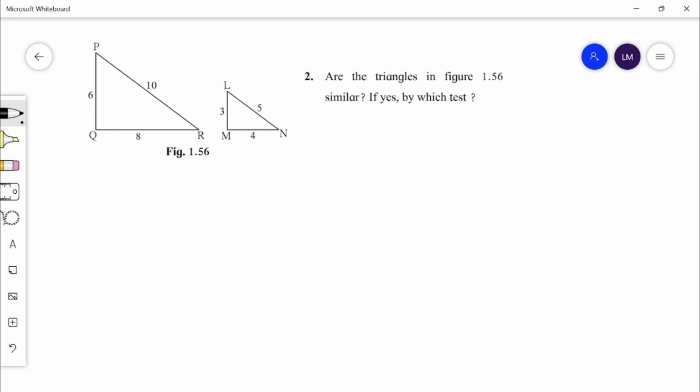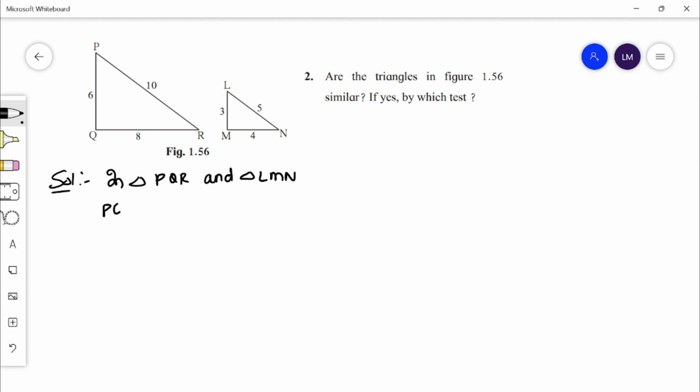Are the triangles in figure 1.56 similar? If yes, by which test? Now, solution. Here in the given question only the values of the sides are given. So if we show the ratio of the sides as equal, then these two triangles will be similar. So for that we'll write, in triangle PQR and triangle LMN, first we'll find the ratio of all the sides.